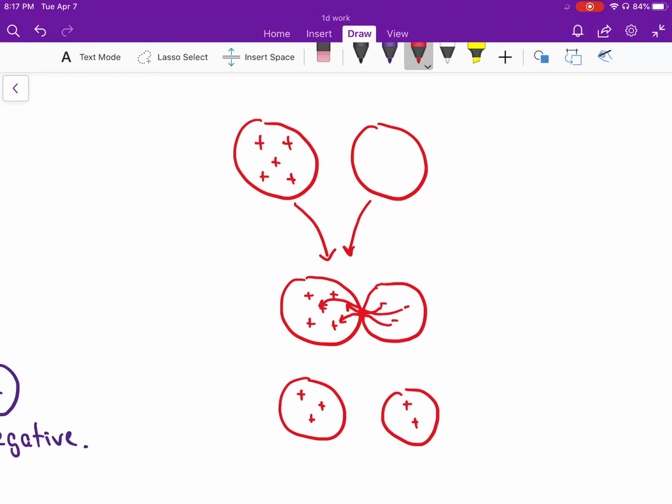So the negatives leave the neutral one, which makes the neutral one positive, and they kind of cancel out some of the positiveness of the positive one, but not all of it. So the original positive stays positive. At the end of it all, we've got both of them being positive.